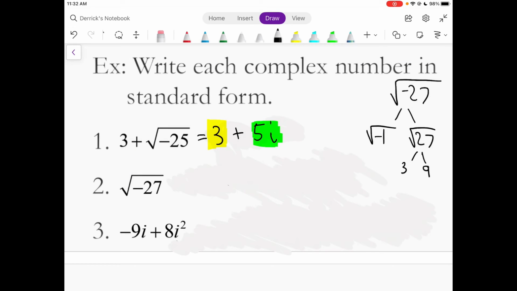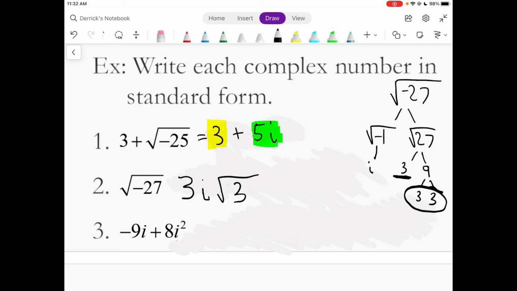We know 27 breaks down to 3 and 9, and then 9 breaks down into 3 and 3. We would be looking for pairs because this is a square root, so I see a pair of 3's and one lonely 3, which means the pair counts for a single 3 outside the radical. We also have an i representing the square root of -1, and then that lonely 3 that didn't have a pair has to stay inside the square root.